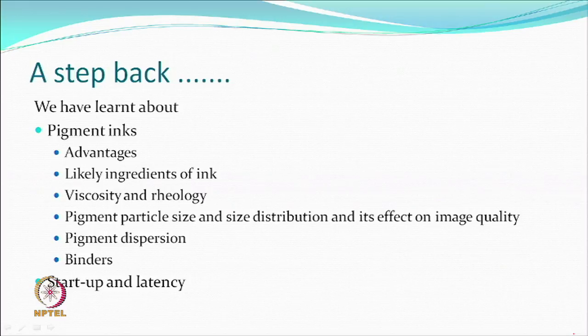So, we continue from where we had left. What we had done was the pigment inks and learned about their advantages, likely ingredients, viscosity, rheology, the binders that you may have to add, pigment size, size distribution, dispersions, and some points about startup of the printing process. Some can be delay or latency, that is, how many times you have to jet before the right quality of print comes. So, that is what we learned. We will go a little further.